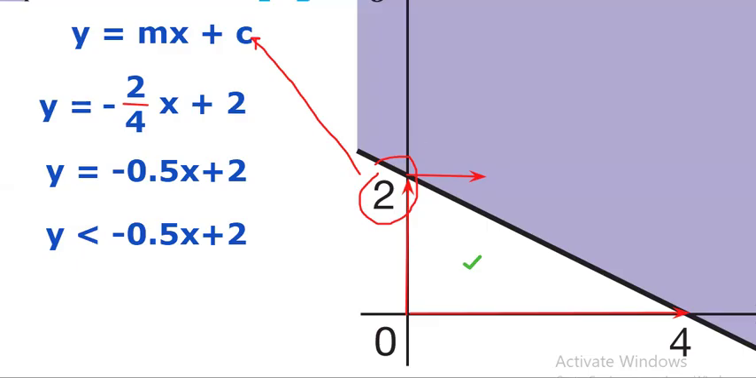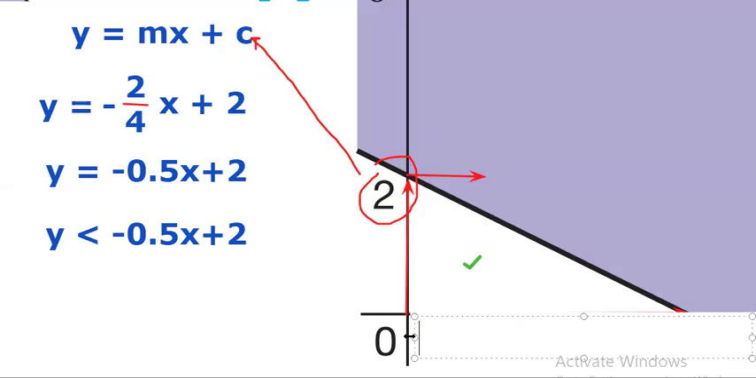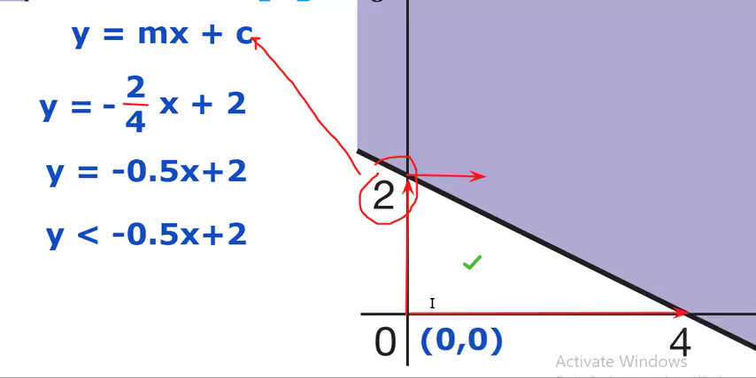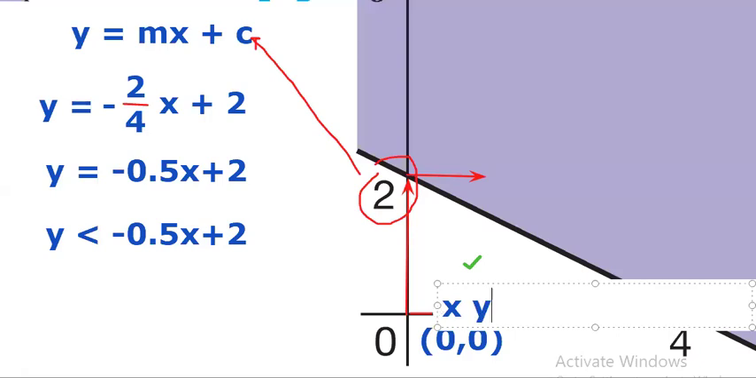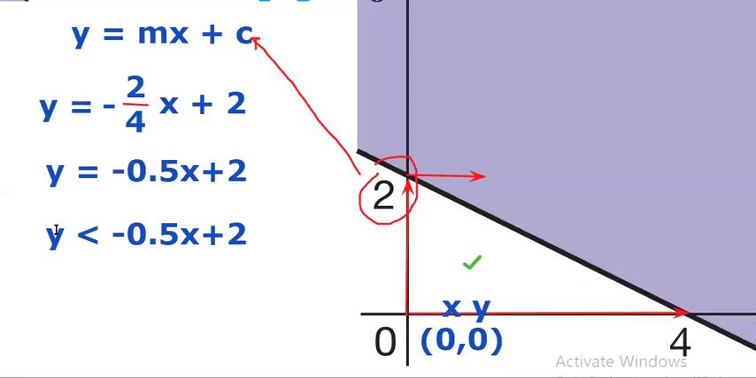Now, the other method is about taking one of the points in the unshaded region. For example, taking the 0 point here. The coordinate of this point is 0, 0. So the x is 0 and the y is 0. Now we take them and we plot them here.